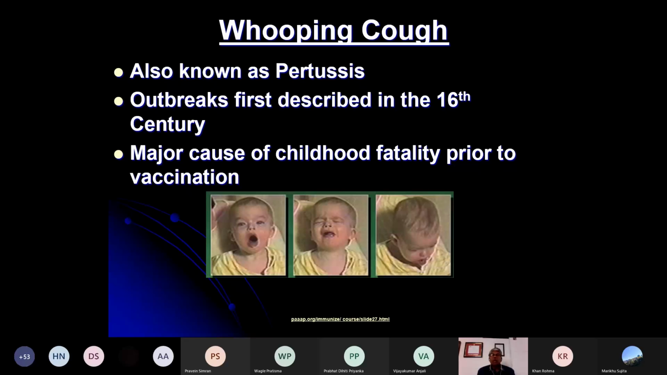The name whooping cough comes because of the sound which the child or the person makes at the end of the cough. That sound is because the child is trying to inhale. I'll demonstrate you something.